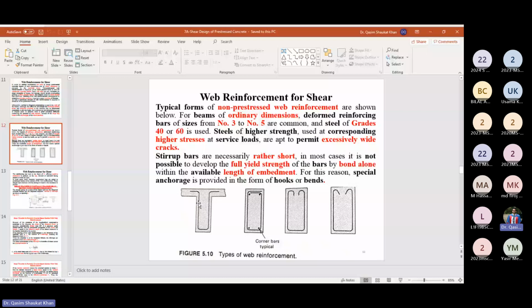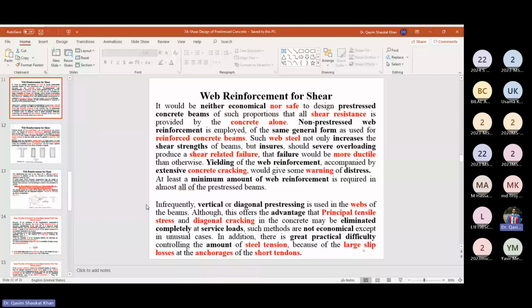Everyone agrees to this point, this slide. So in this slide we said that the shear resistance will be the sum of the resistance provided by the concrete and steel, okay. Shear reinforcement will help us to have a more ductile type of shear failure, okay. Minimum amount of web reinforcement is always provided.